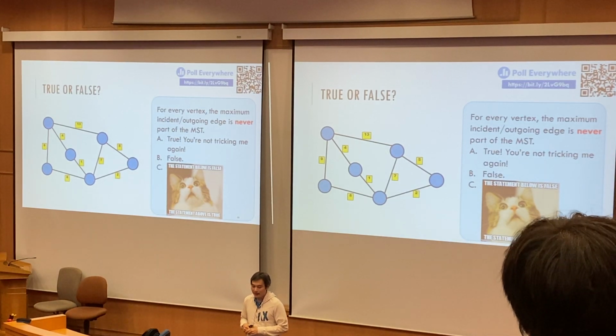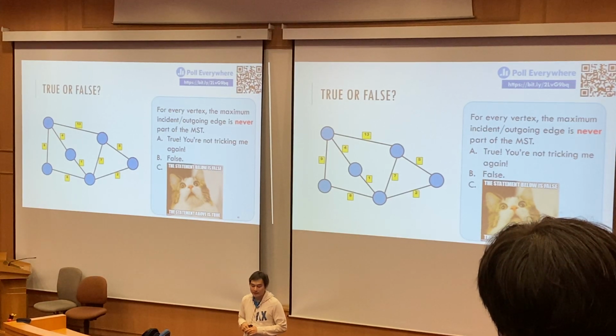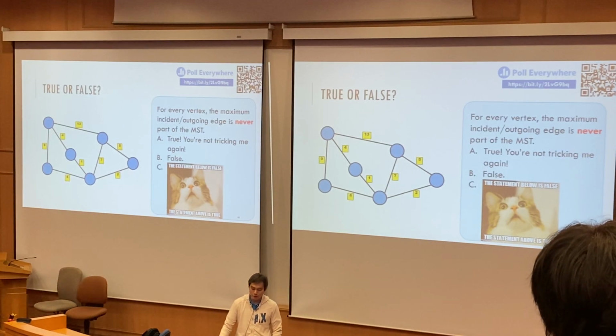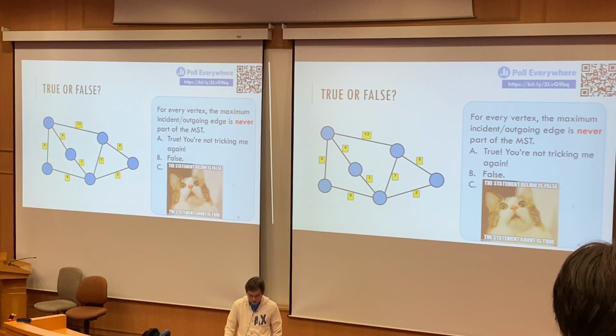For every vertex, the maximum incident edge is never part of the MST. So how many people think it's true? And you're not tricking me again. False, or I don't know.